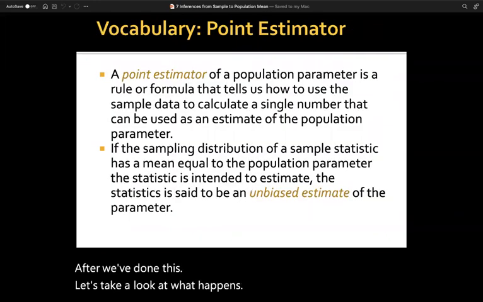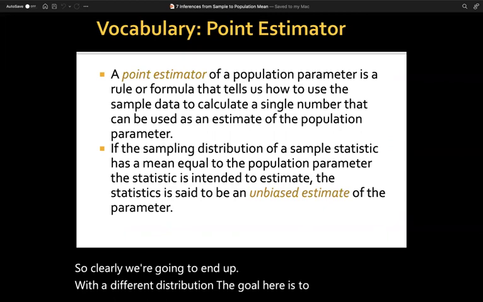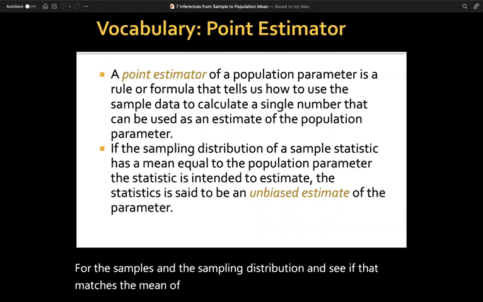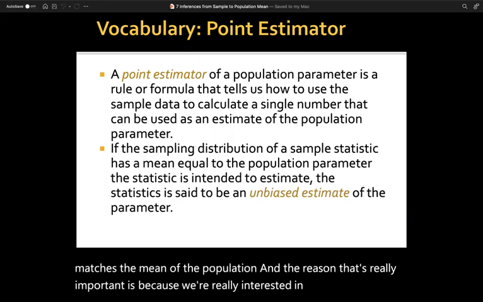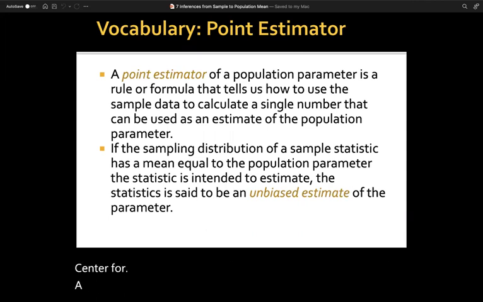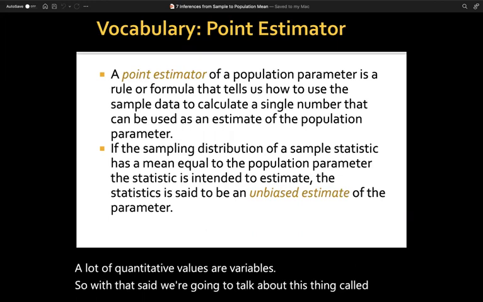So clearly we're going to end up with a different distribution. The goal here is to try to find the mean for the samples and the sampling distribution and see if that matches the mean of the population. And the reason that's really important is because we're really interested in the measures of center for a lot of quantitative variables. So with that said, we're going to talk about this thing called a point estimator.